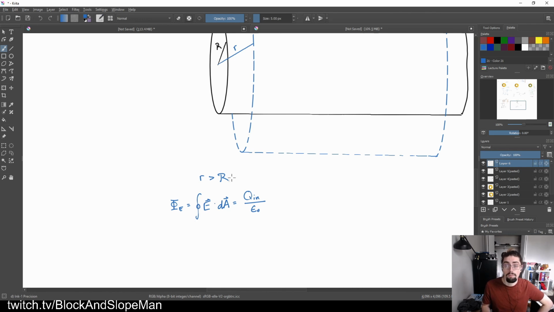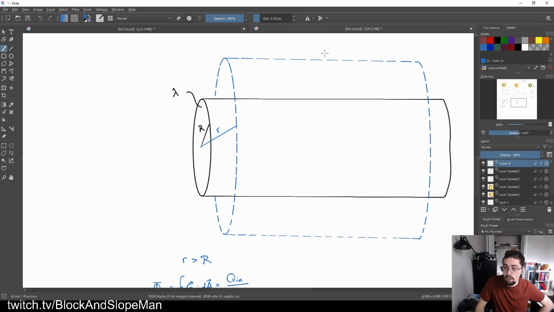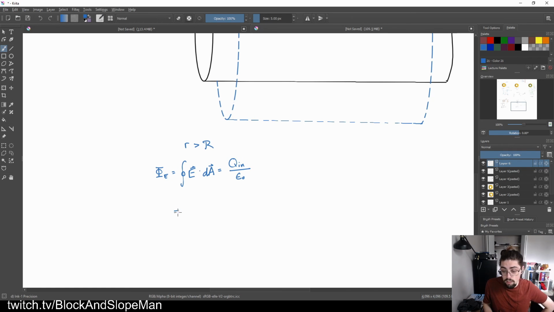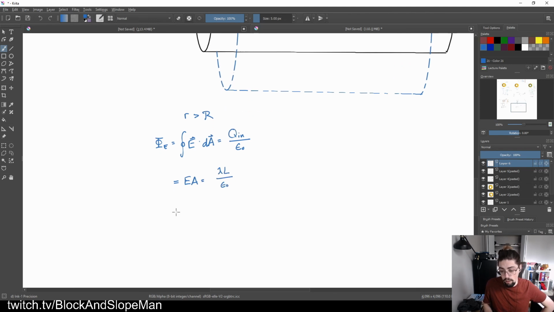What's the Q inside? We still have a linear charge lambda. Oh, and this has a length L, let's say. So the amount of charge we have is just lambda times L. That's still fine. The electric field, we still have the symmetry matching up, so this is still E times A is equal to lambda L divided by epsilon naught. The surface area of our cylinder is still 2 pi R times L. The electric field is still 2k lambda divided by R. That didn't change.